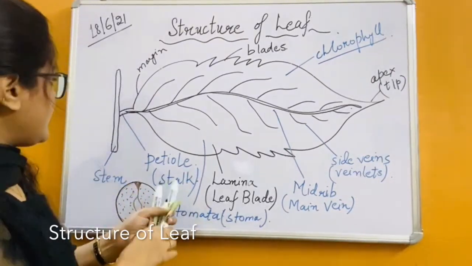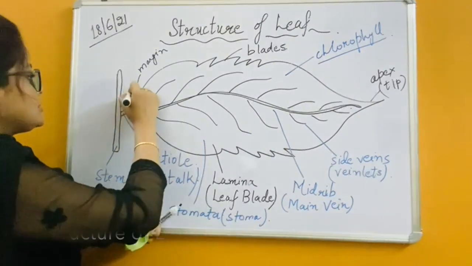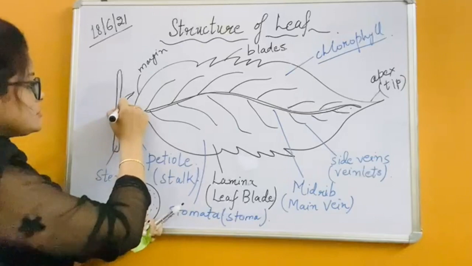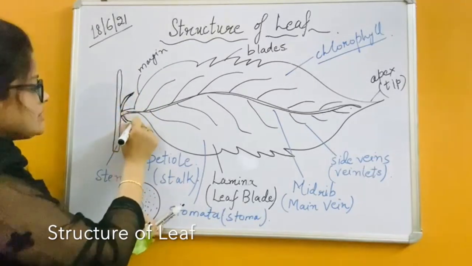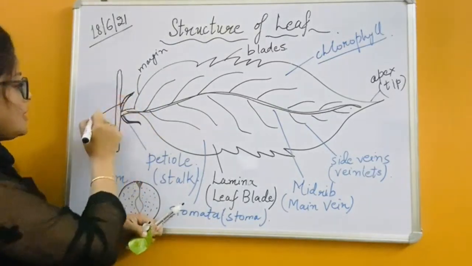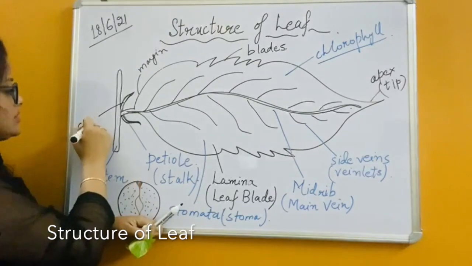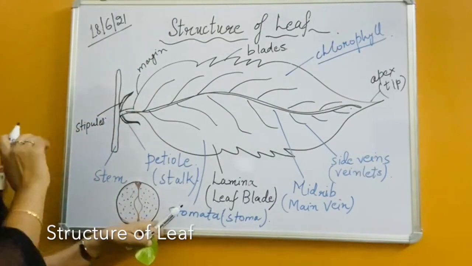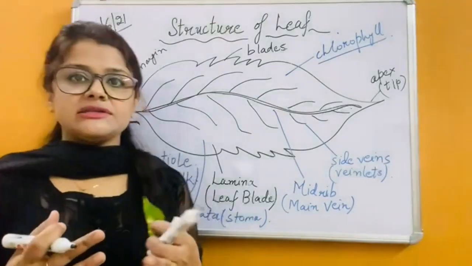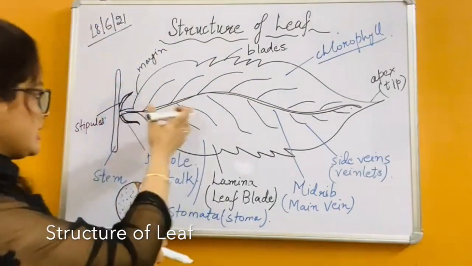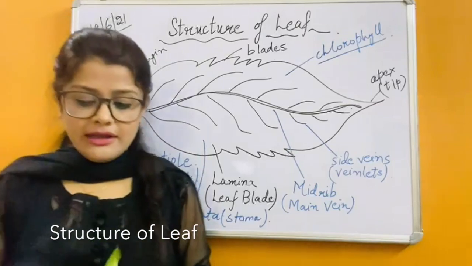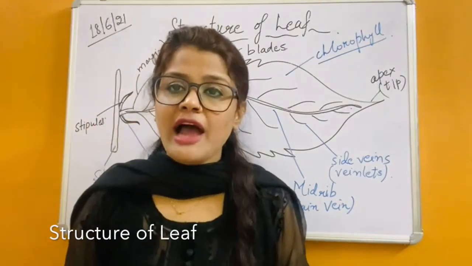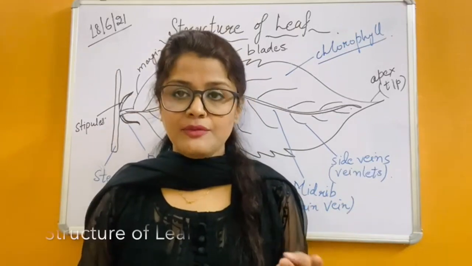Now one more part is there. Some leaves also have small leaf-like structures known as stipules. And the function of the stipules is to protect the emerging leaf. All right, it's clear.